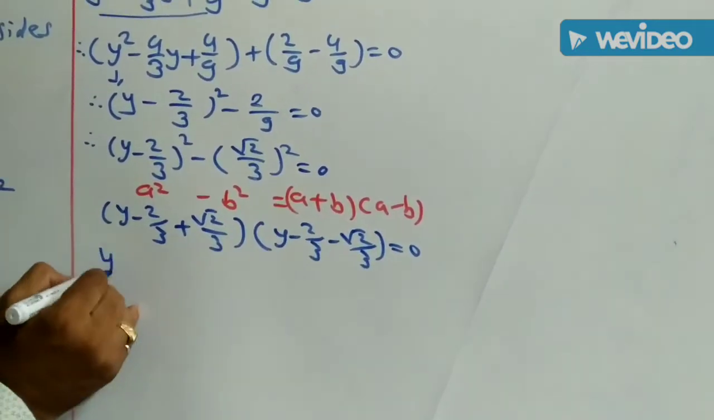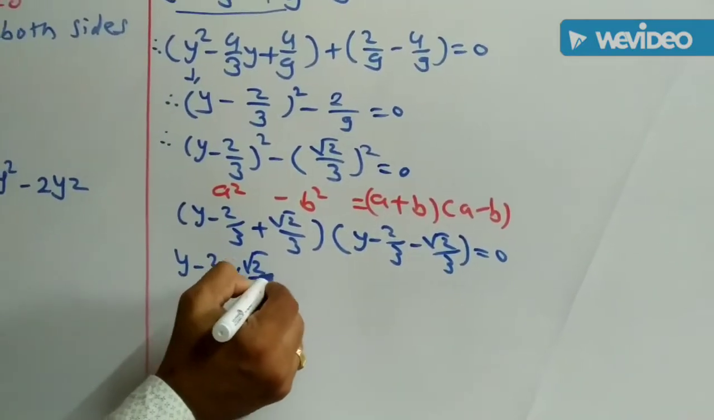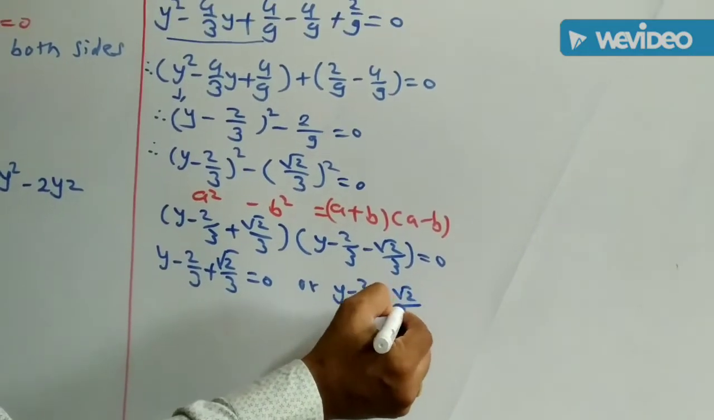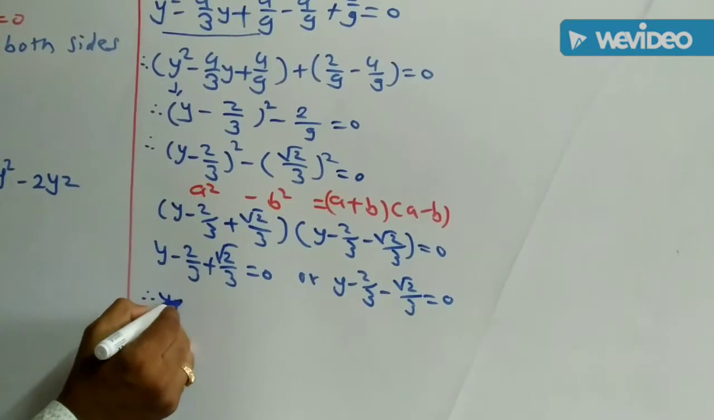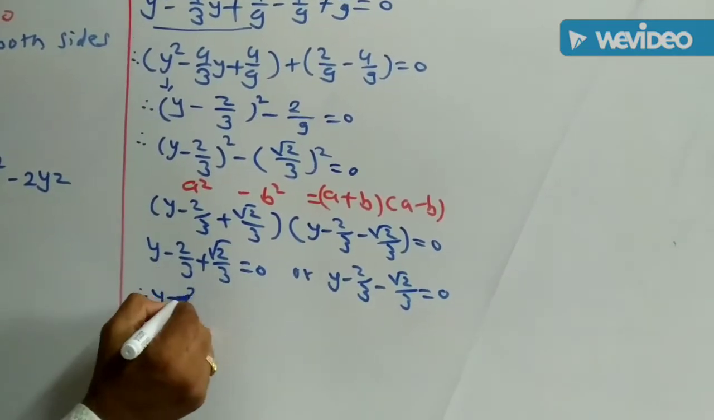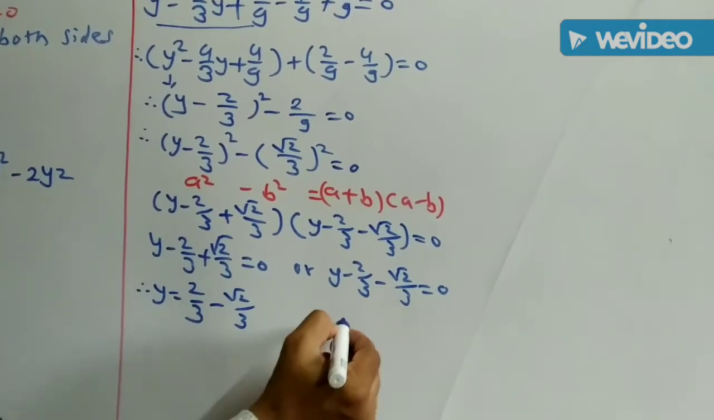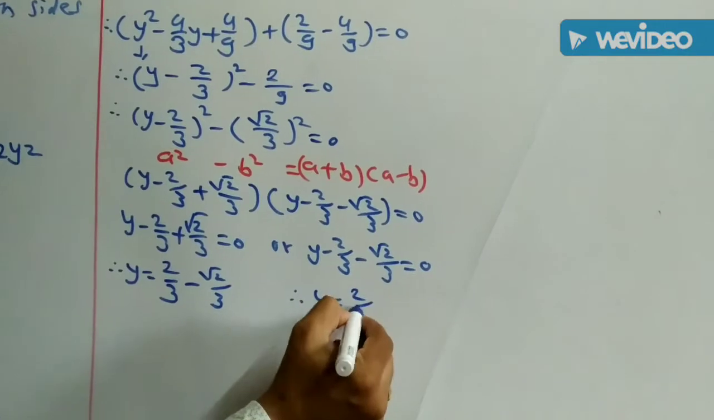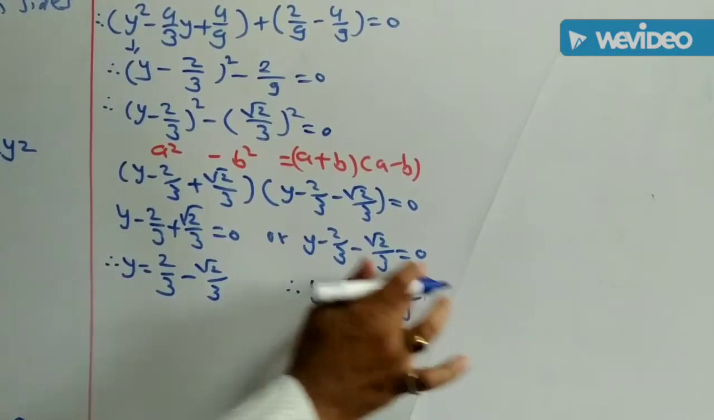Now y minus 2 upon 3 plus root of 2 upon 3 is equal to 0, or y minus 2 upon 3 minus root of 2 upon 3 is equal to 0. Now to find the value of y, minus 2 upon 3 gets plus, plus root of 2 upon 3 gets converted to minus. For finding the value of y, minus 2 upon 3 gets plus, minus root of 2 upon 3 gets plus.